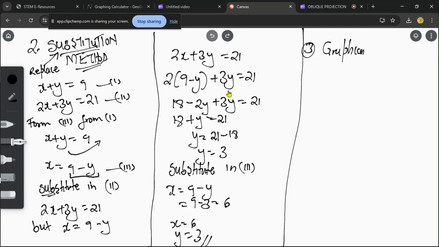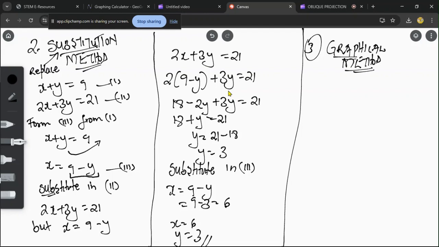Graphical method. We write in capital letters. Graphical method. And graphical method is like this.